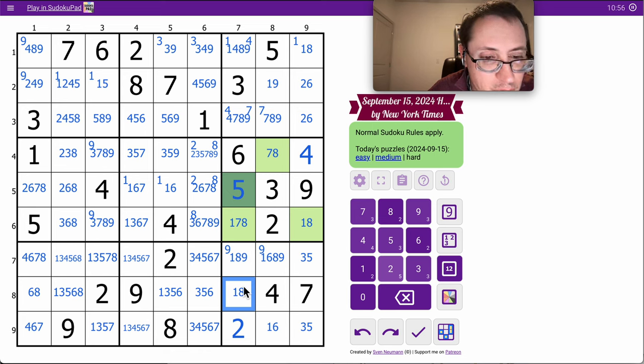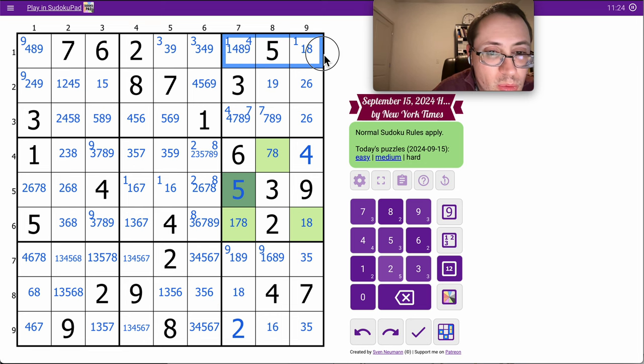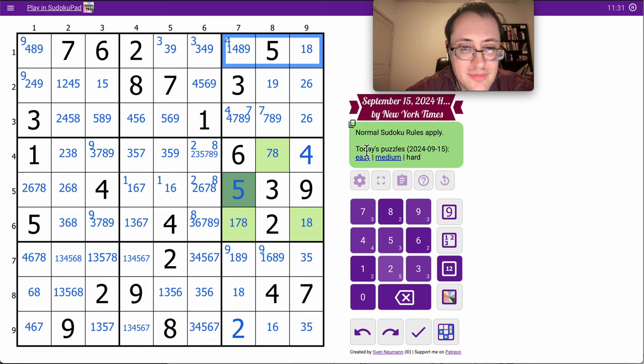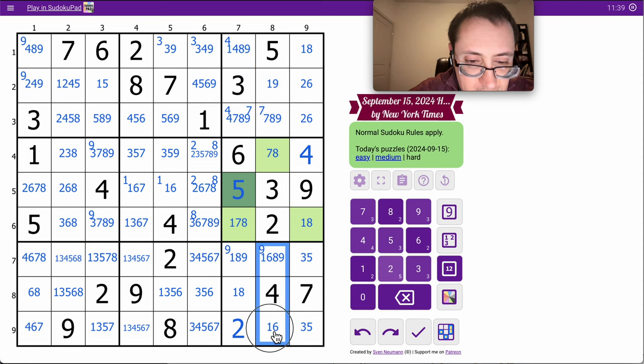Another 1-8 that doesn't interact with anything easily. Okay, did I make an incorrect assumption on ones or something? Maybe I did. Because I've got one's cornered here, but that's a one, and I've got one's cornered here, but that's a one. Do know that 6 is limited.